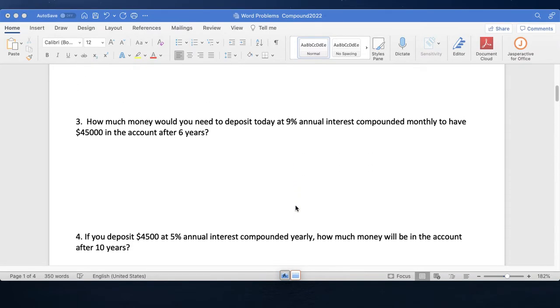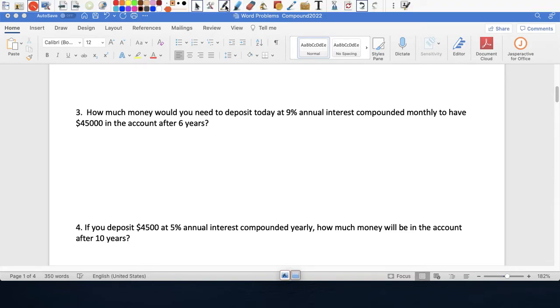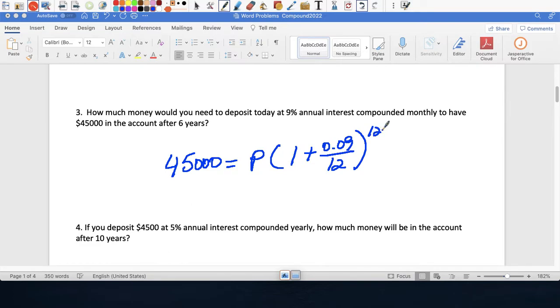3. Now, 3 says I have 45,000 in my bank account. I don't know how much I've deposited, so let's keep that P over here. That's my unknown. It's going to be 1 plus 0.09 divided by, compounded monthly, so 12 times a year. And here it's going to be 12 times 6, which I'm going to change to 72. Alright, so this one's a little tricky. No, actually it's not, sorry.